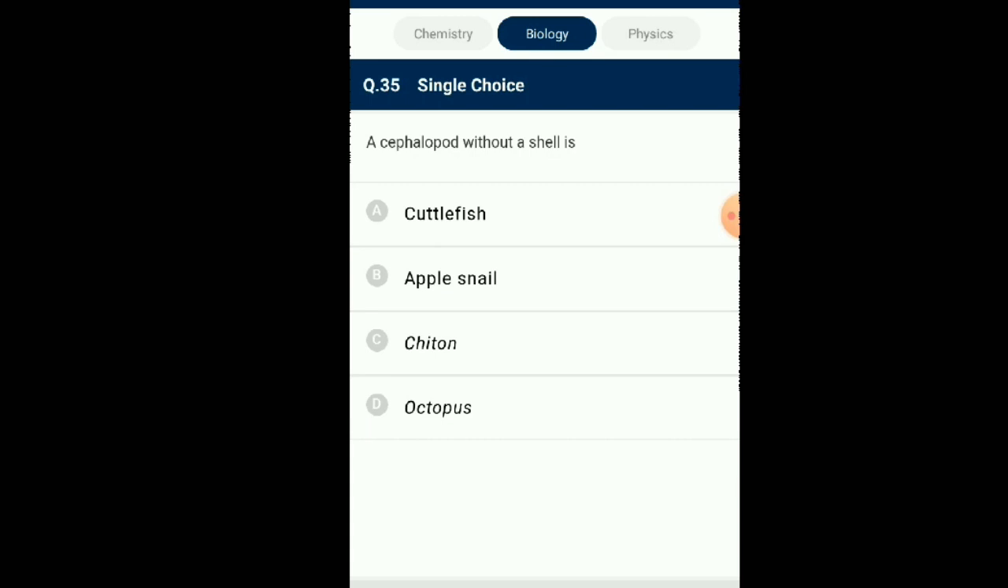Mollusks are triploblastic coelomates with an organ system level of organization and unsegmented bodies. A calcareous shell covers the body with a distinct head, visceral hump, and muscular foot. A soft and spongy layer of skin forms a thin and delicate covering over the visceral hump called the mantle. The answer for this question is option D, octopus.